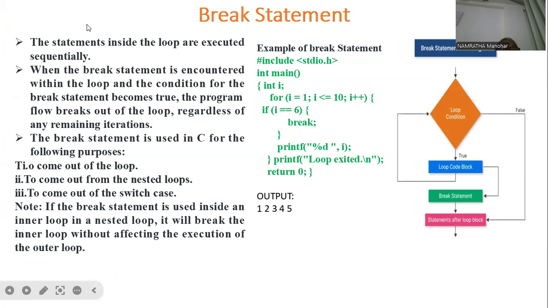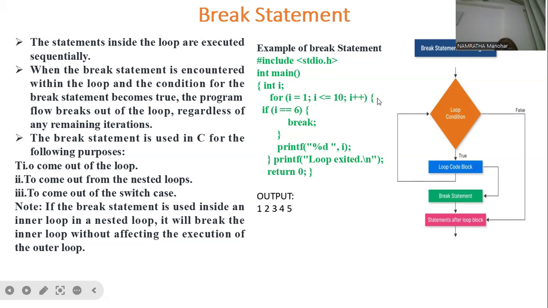So here we are seeing the break statement. The statements inside the loop are executed sequentially. When the break statement is encountered within the loop and the condition for the break statement becomes true, the program flow breaks out of the loop regardless of any remaining iterations. So here we will see how to use it. I is equal to 1, I less than or equal to 10, I plus plus. Though we are using the counter up to 10.